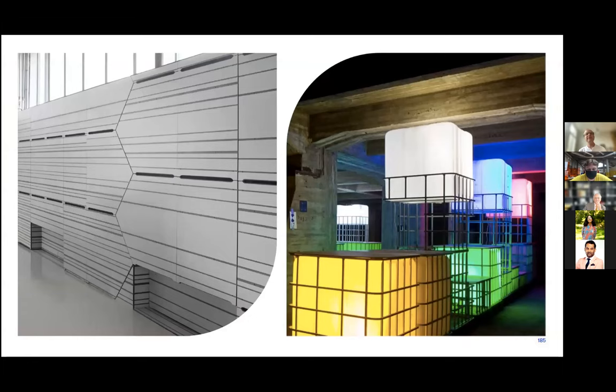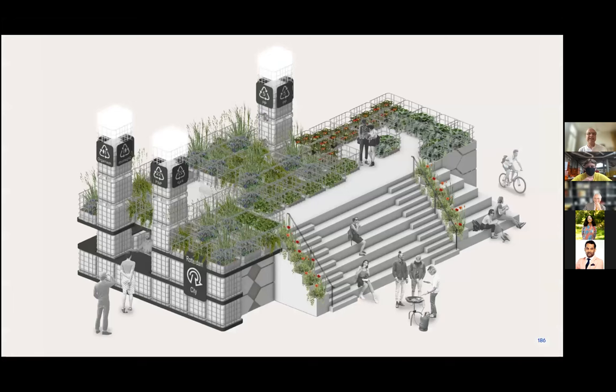These are materials we're building it out from, like tabletops from bankrupt banks, water tanks from the industry. And on the more public side of the market, where there is a sports space, we also create a stage where people can watch the sports.